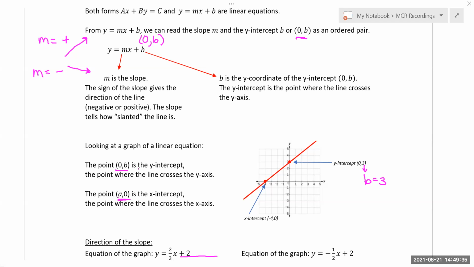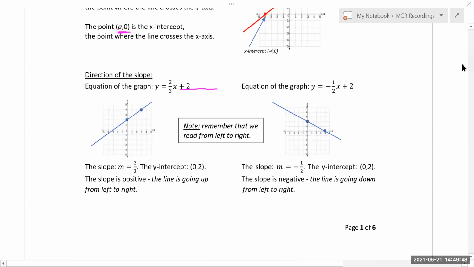So you might want to make a note of what your intercepts are, just so you have an idea how to find them. So if you needed to find the x-intercept, you set your y to 0. If you needed the y-intercept, you set your x to 0. So if we have this equation, y equals 2/3 x plus 2, how I usually start it is that I put the y-intercept there, the 0, comma 2.